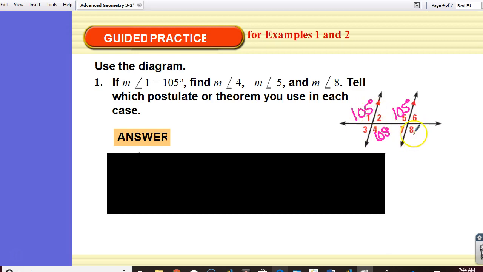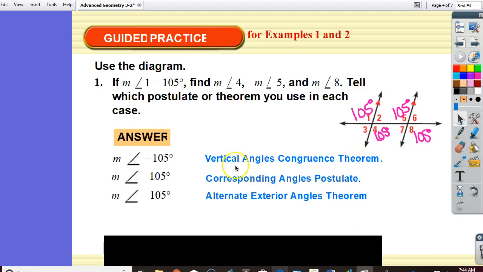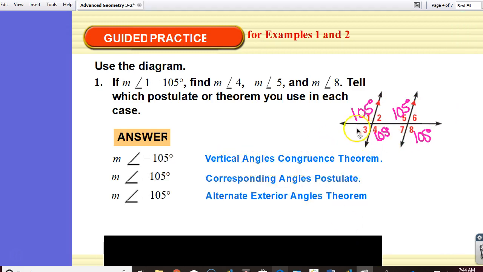8, compared to the original, it's what? Compared to the original, it's alternate exterior angles. Good. So they wanted 4, 5, and 8. And we needed to say what we used. So we got the vertical angles, right? Vertical angles. We used alternate exterior and we used corresponding.